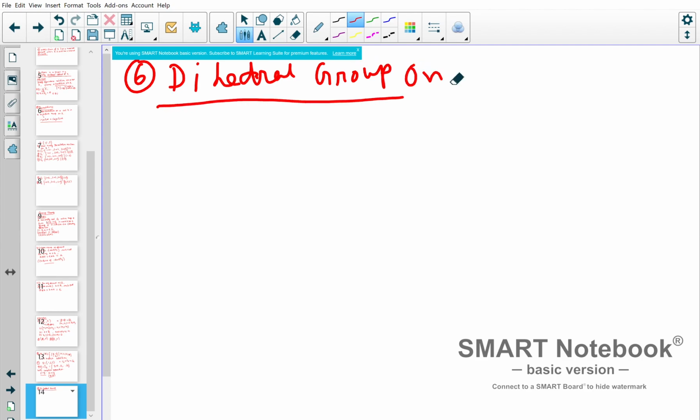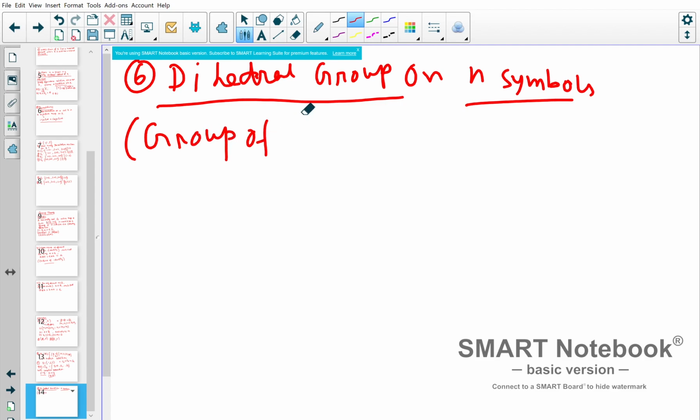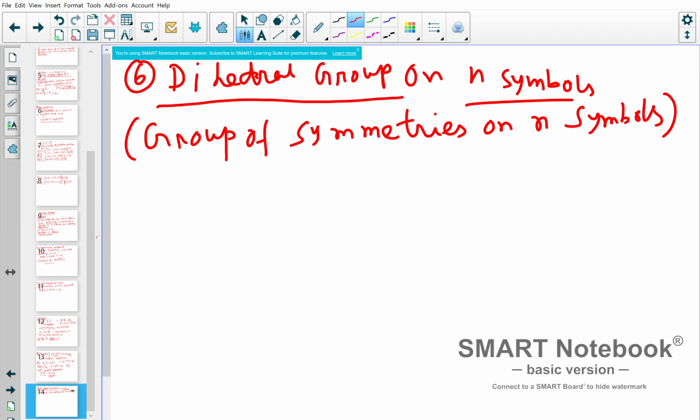On n symbols, it's also called the group of symmetries on n symbols. Okay, so what does that mean?